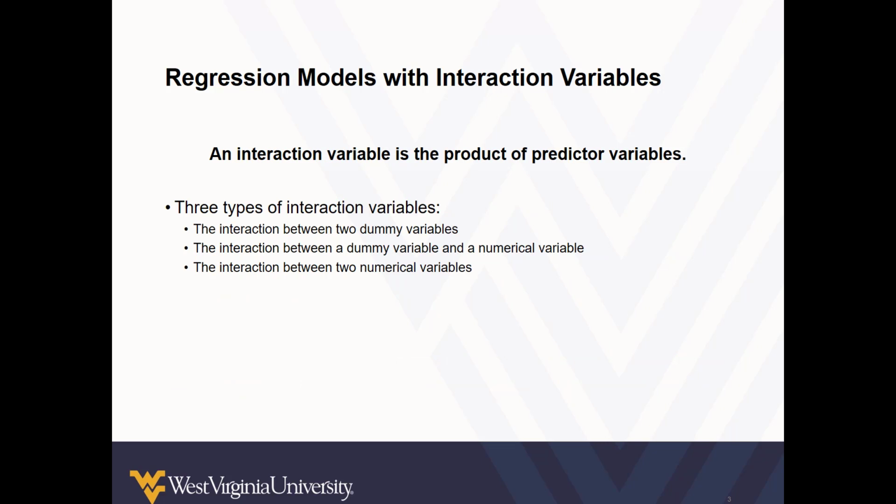So an interaction variable is the product of predictor variables, and there are three types of interaction variables that we'll get into. The first is the interaction between two dummy or binary variables. The next is the interaction between a dummy variable and a numerical variable. And finally, the interaction between two numerical variables.